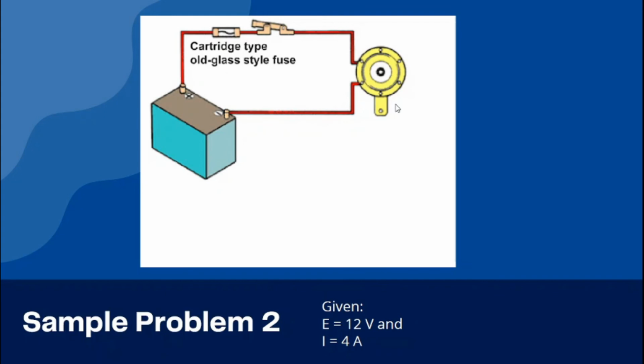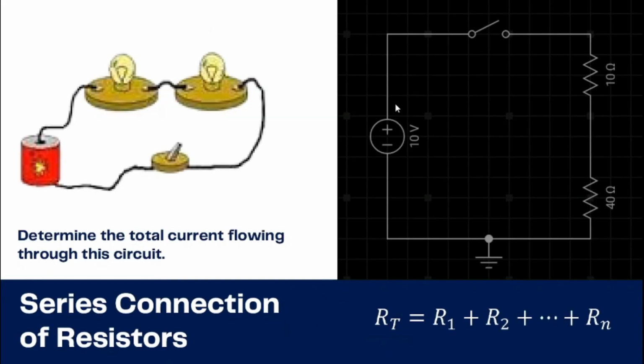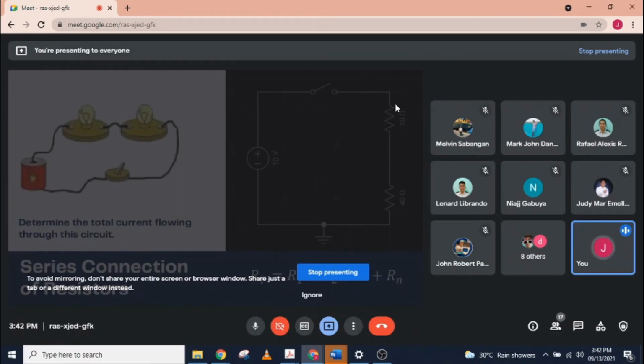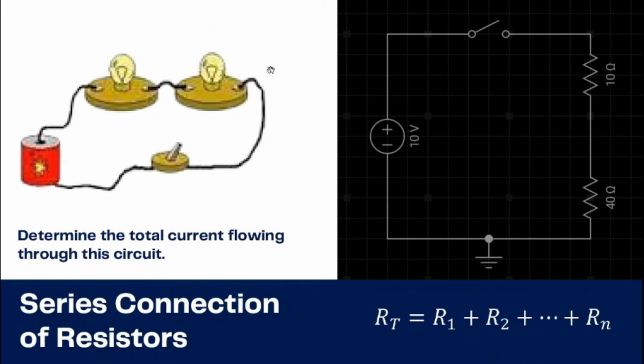Kanina, we are solving for the current. Ngayon naman, we are solving for the resistance. Now, let's go now, class, to series connection of resistors. Okay? Series meaning, kabit-kabit lang na to from battery, then to switch, switch to resistor, resistor to resistor, resistor to ground, ground to negative of the supply. So series lang. Pasunod lang, no?